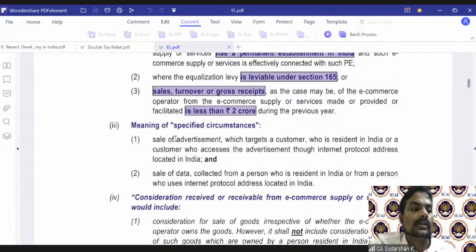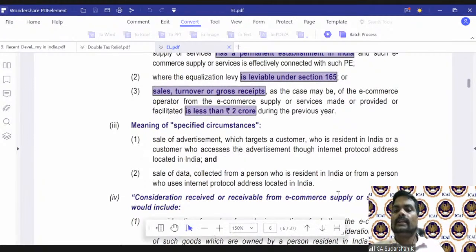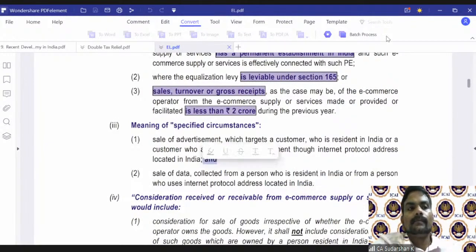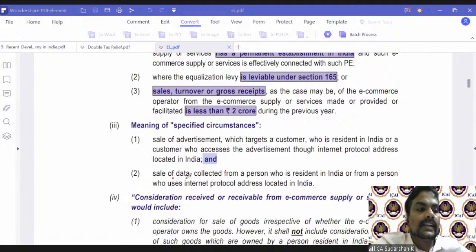So therefore, what are the specified circumstances? Non-resident, where there is a sale of advertisement which targets a customer who is resident in India or who accesses the advertisement, and sale of data collected from a person who is resident in India or from a person who uses internet protocol address located in India. So there are twin conditions to be satisfied. It's not only about sale of data collected from a person who is resident in India. There should also be a sale of advertisement which targets a customer who is resident in India.